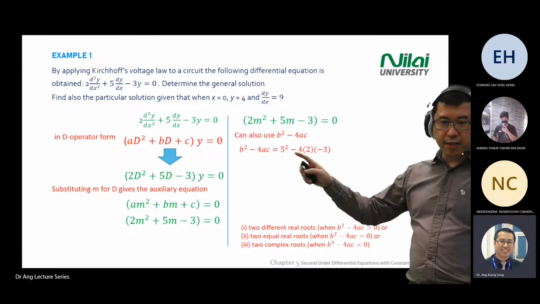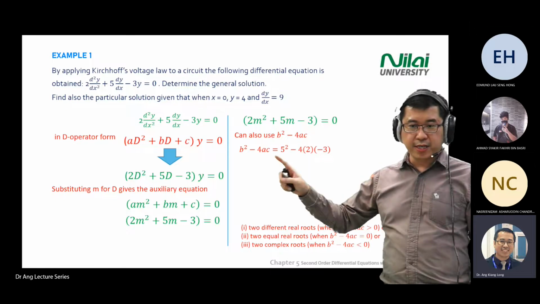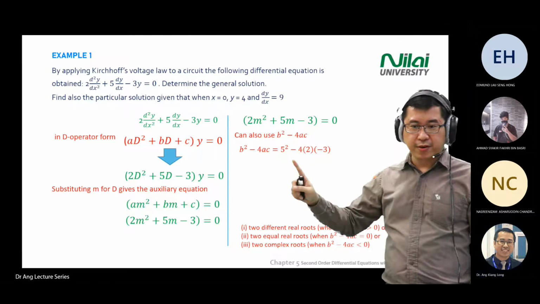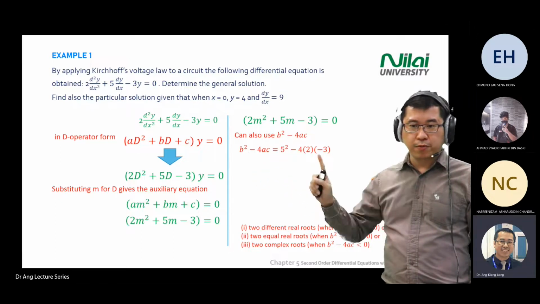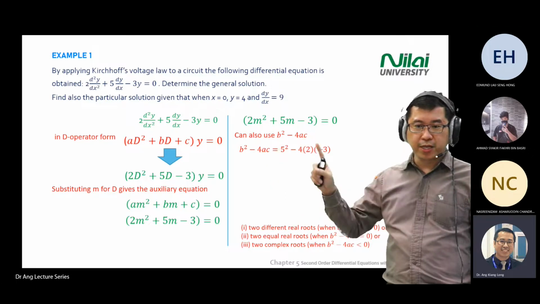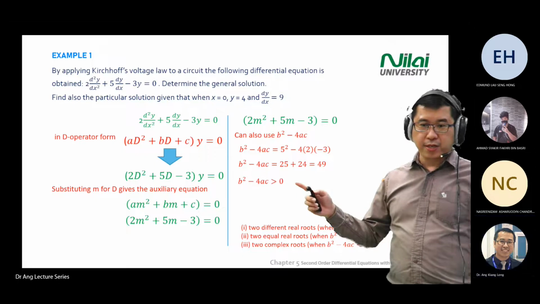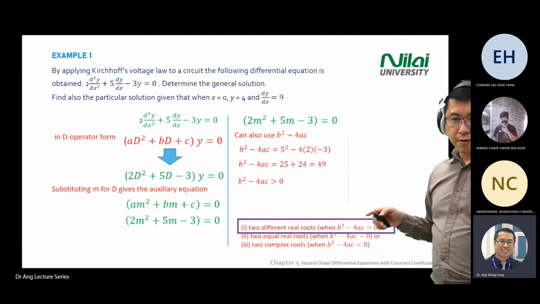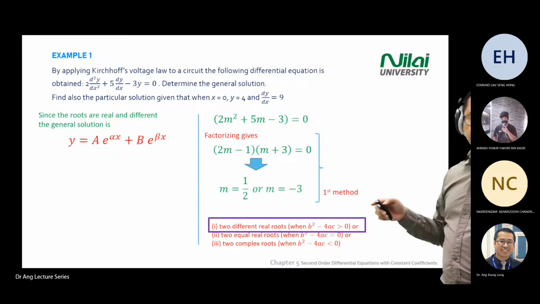Okay, this one is the Shakil method. B squared minus 4ac, you substitute the value. What is your b? In this case it is 5 squared minus 4a. What is your a? It is 2. What is your c? C is minus 3. You do the calculation, you get 49, more than 0. So you use the first one, the first equation.